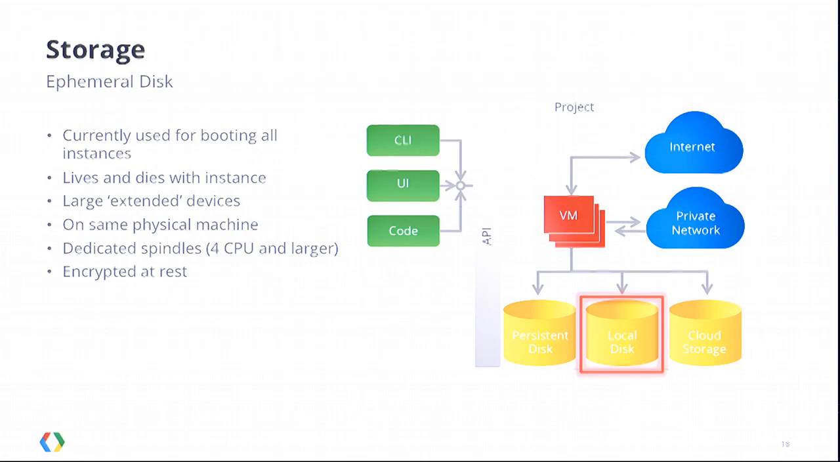And you get a lot of it, up to 3.5 terabytes with the 8 CPU instance. Again, with the larger instances, you're going to get dedicated spindles: one spindle with the 4 CPU instance, and then 2 spindles with the 8 CPU instance. And just like the persistent disk, we encrypt this at rest. The key that encrypts it never leaves the machine that the VM is sitting on.